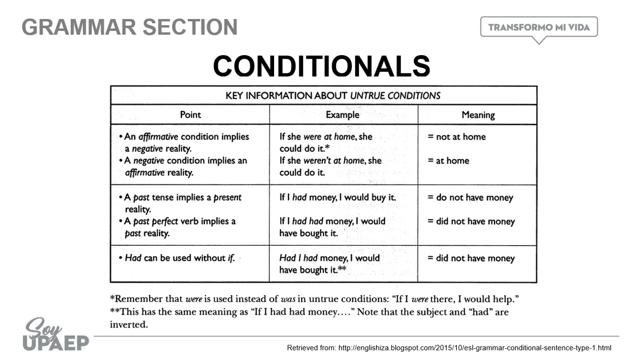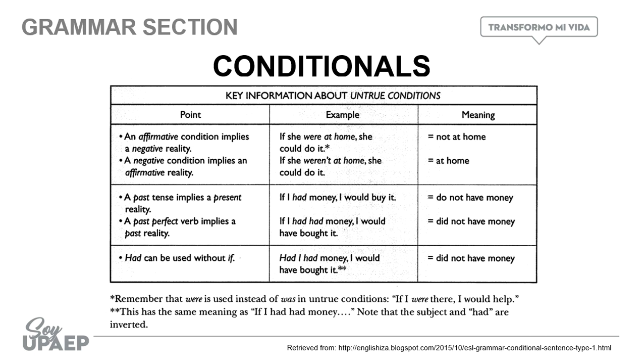This is something that you have to remember. An affirmative condition implies a negative reality. A negative condition implies an affirmative reality. For example, an affirmative condition implies a negative reality. If she were at home, she could do it. The truth is that she's not at home. A negative condition implies an affirmative reality. If she weren't at home, she could do it. The truth is that she is at home.